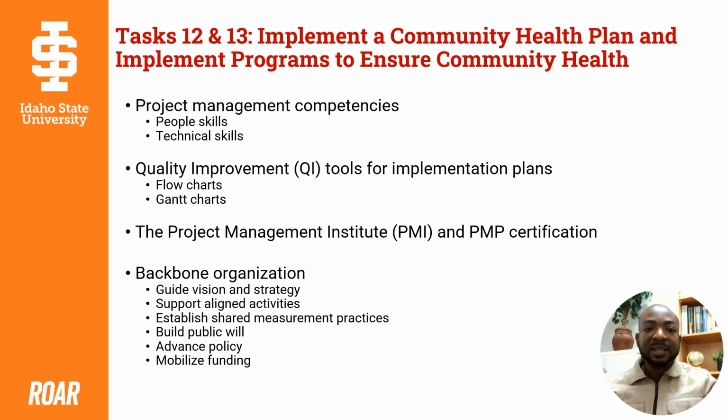The successful development and implementation of cross-sector community plans and programs are often supported by a backbone organization that provides the infrastructure and the know-how to convene and coordinate the ongoing collaboration and evolving initiatives. And there are 6 functions of a backbone organization, and these are guide vision and strategy, support aligned activities, establish shared measurement practices, build public will, advance policy, and mobilize funding.